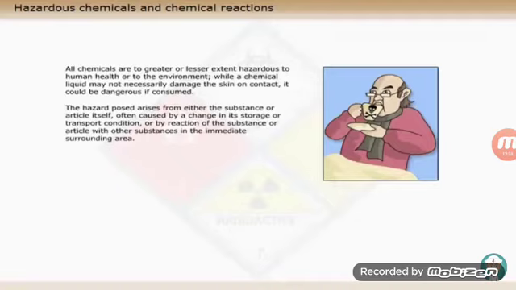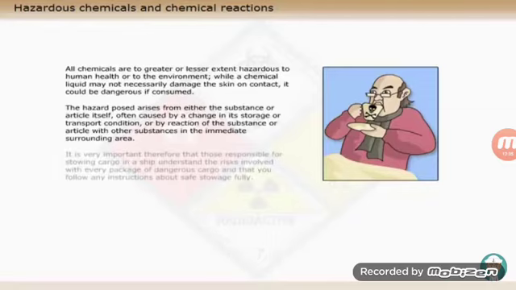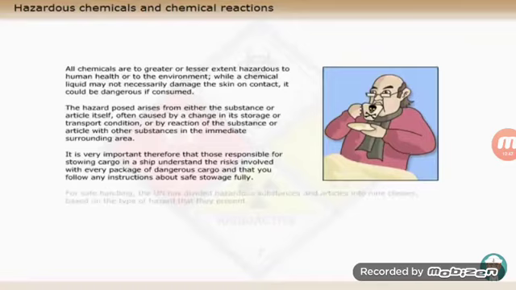It is very important, therefore, that those responsible for stowing cargo in a ship understand the risks involved with every package of dangerous cargo, and that any instructions about safe stowage are followed fully. For safe handling, the UN has divided hazardous substances and articles into 9 classes, based on the type of hazard that they present.